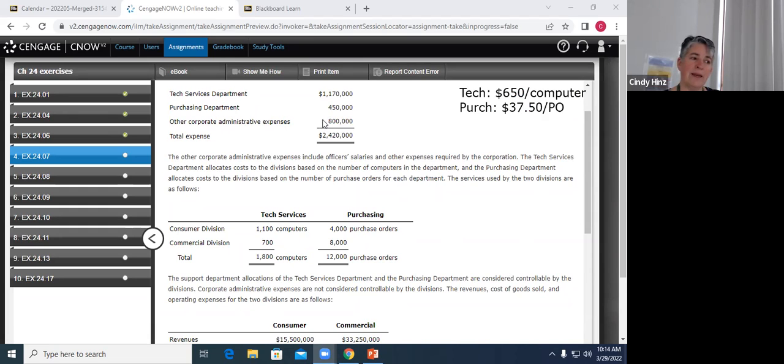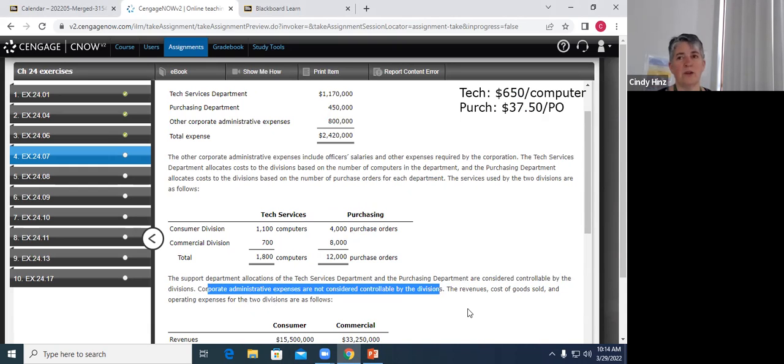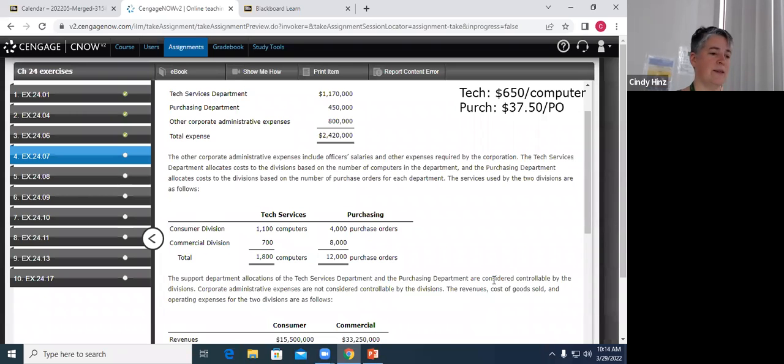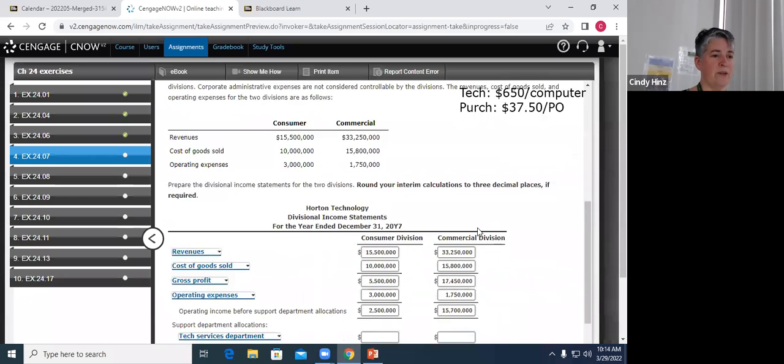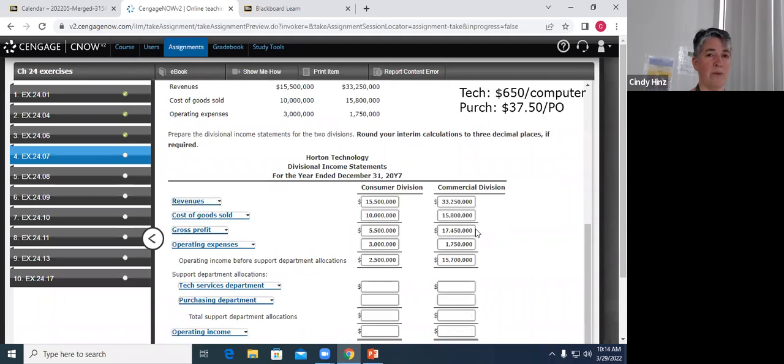You'll notice we're not including anything about these other corporate administrative expenses because we're looking at a profit center, and the administrative expenses are not considered controllable by that division, so we're not going to be including them in our analysis. It's not appropriate to evaluate the performance of the division, including those costs that are not controllable.